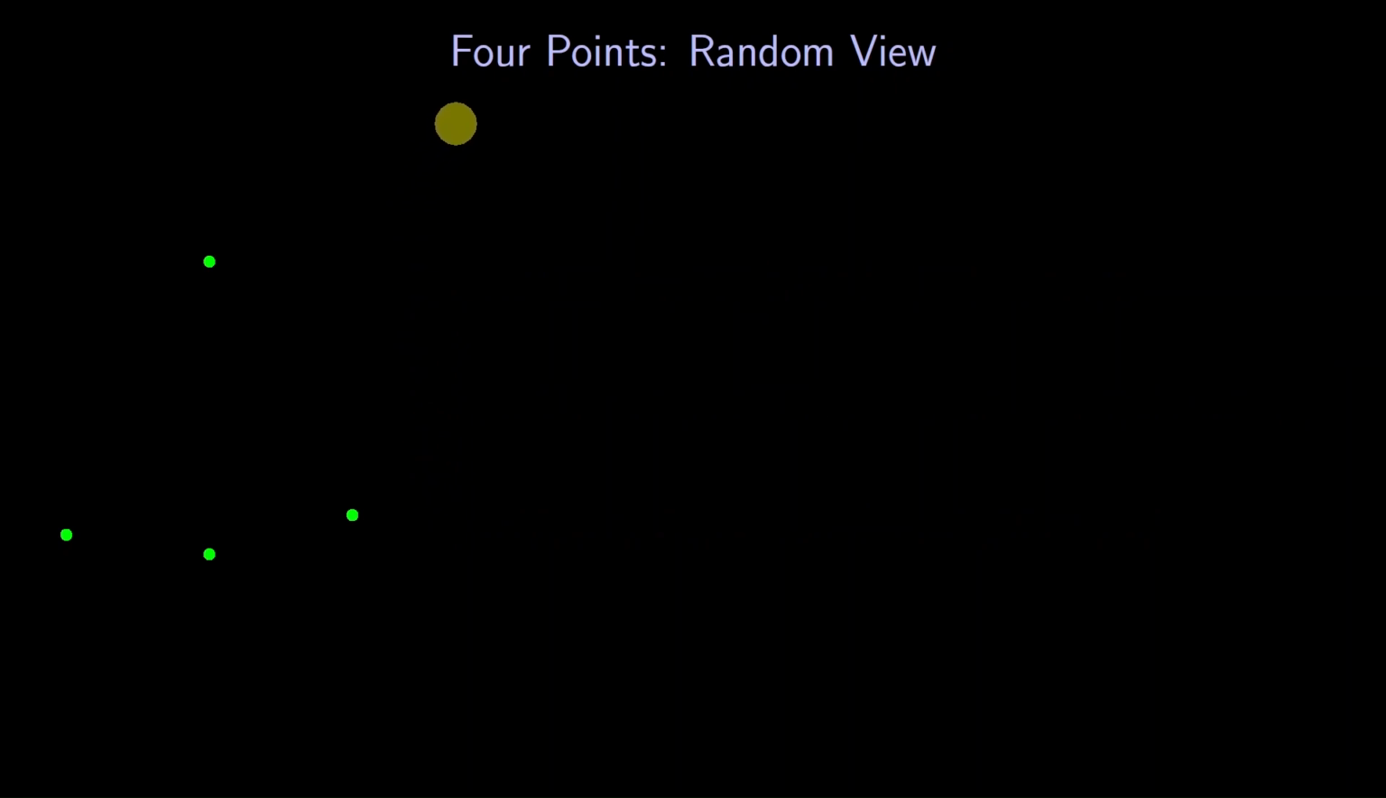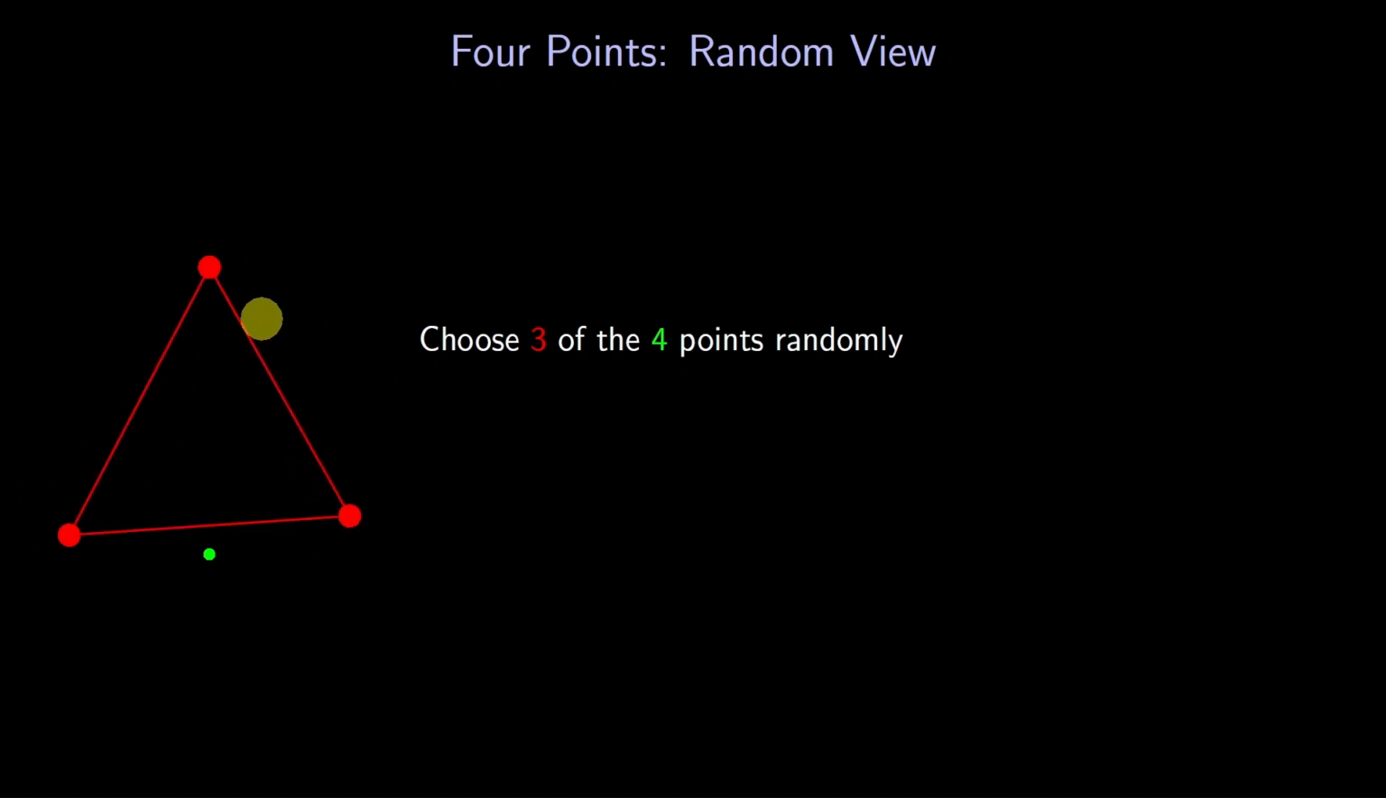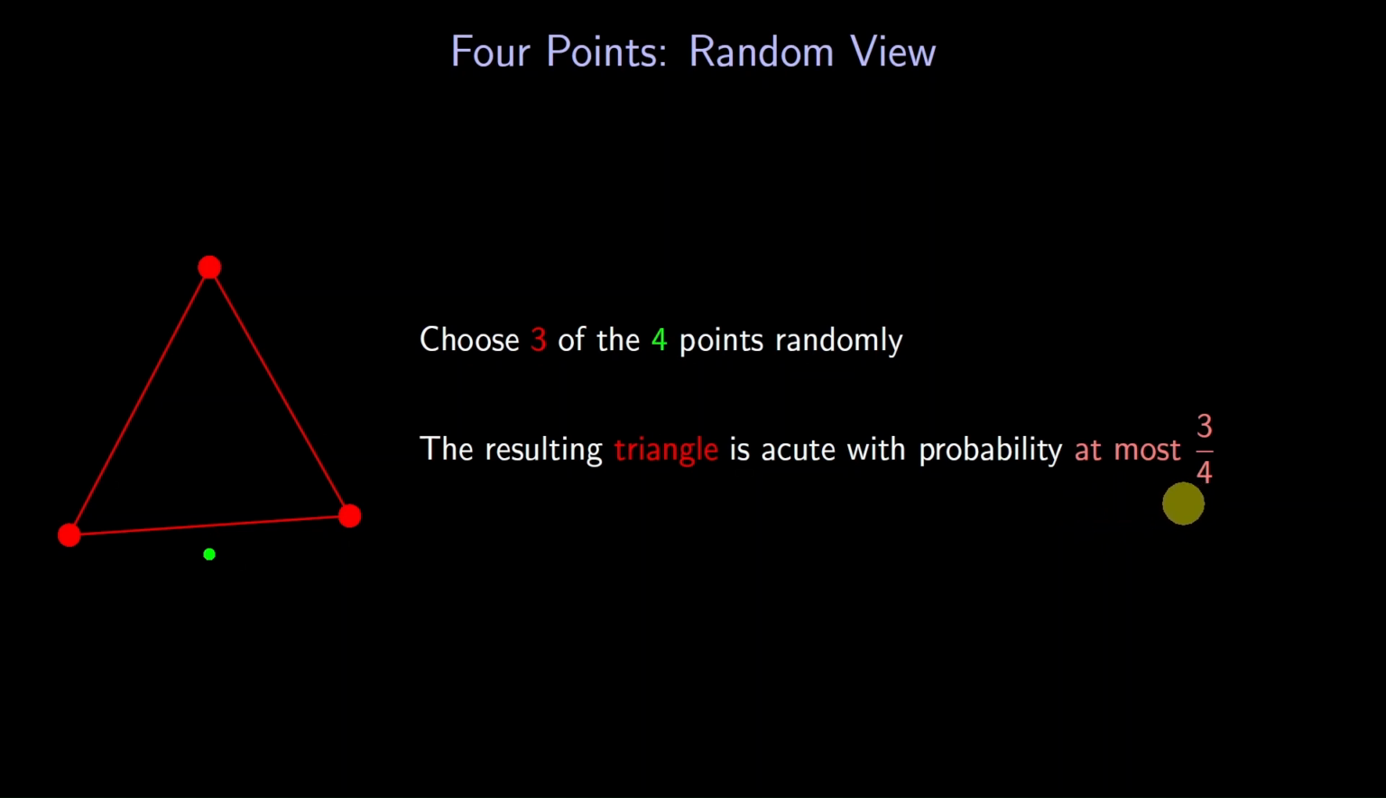Here we'll look at the problem from a random view. We'll start with 4 points that are fixed. Suppose we choose 3 of the 4 points randomly, all triples being equally likely. Here I've chosen 3 points in red. We're interested in triangles, so let's draw a triangle on them. What can we say about the probability that the resulting triangle is acute? It's at most 3/4. That's just another way to restate our result.